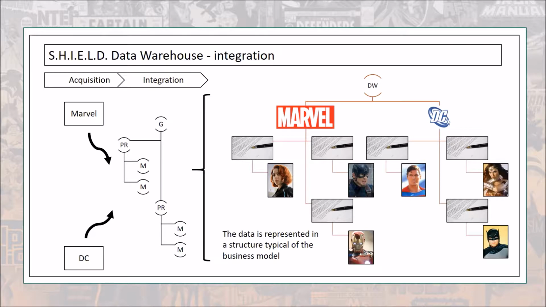When it's going into the integration layer, the data would be split out by, we can see here that we've got a Marvel group and a DC group. So under Marvel you've got Iron Man, Black Widow, Captain America. Under DC you've got Superman, Batman and Wonder Woman. And they all have their policy registrations that link them to the groups.